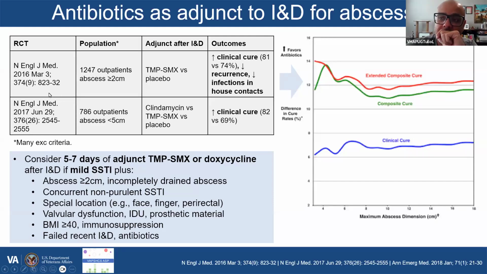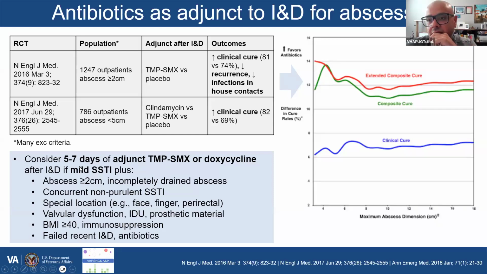So here's just a list of those two RCTs. And essentially, they basically took patients with mild SSTI treated as an outpatient that had an abscess of at least 2 centimeters. And they either gave them an antibiotic, Bactrim or clindamycin in the other study, or placebo. And they noticed that patients that got an antibiotic against MRSA had more clinical cure and less recurrence and less infections in household contacts. And in a post hoc analysis of that, they found that the difference in cure rate persisted for all kinds of abscess sizes.